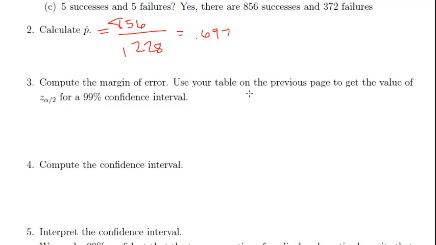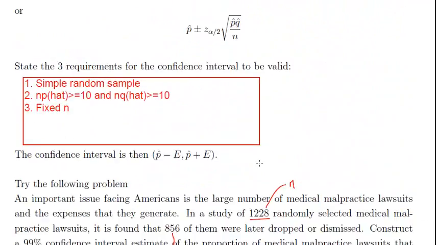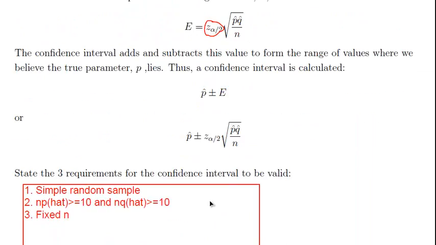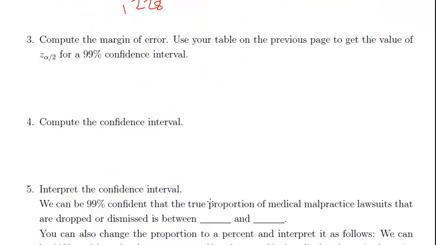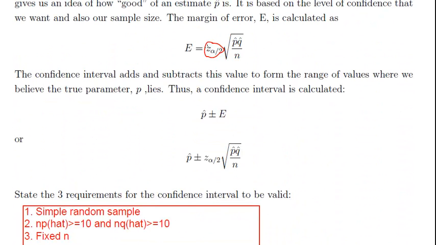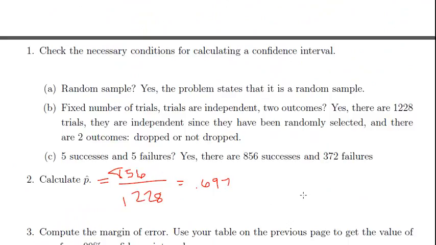Compute the margin of error. Use your table on the previous page to get the value of z. So the previous page for 99% would be, my value for z would be 2.58. And that's what goes in the formula right here. So 2.58 goes into that formula there. Okay, so computing the margin of error, that's just that first equation right here. So I take 2.58 square root p hat, q hat, and n.